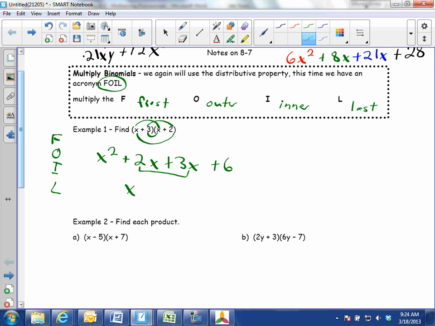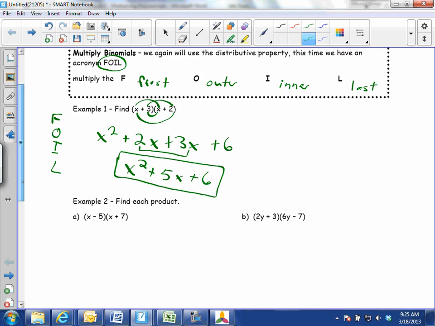Good, put those together. More often than not, like 95% of the time when we're doing FOIL, you will be able to put those two middle terms together. Not always, but most of the time, you'll be able to do that. Always, always, always simplify when you can. Okay, let's try example 2.